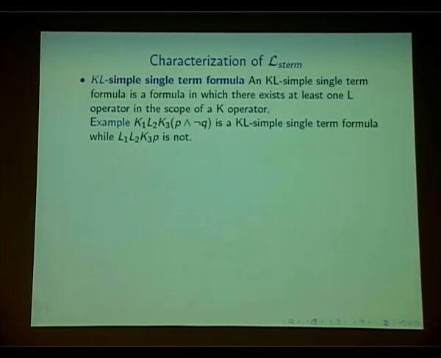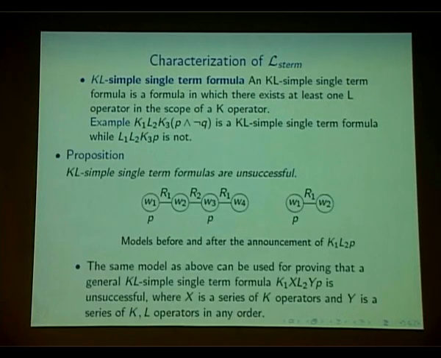Now for this syntactic class, you can come up with a model which shows that it is unsuccessful. Let's take the example of a very simple KL simple term, which is K1, L2, P. By this very simple model, you can actually show that after the announcement of this K1, L2, P, the world W3 will be deleted because there the formula is not true, and therefore it's unsuccessful.